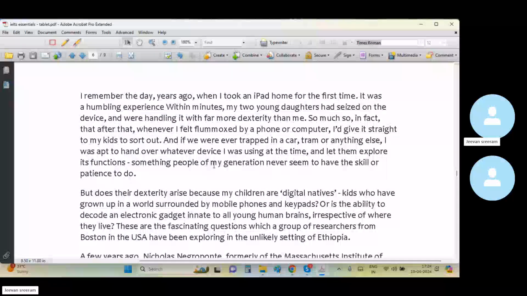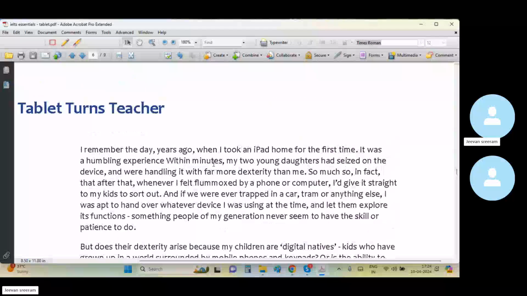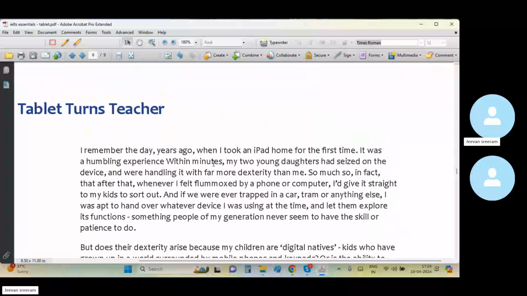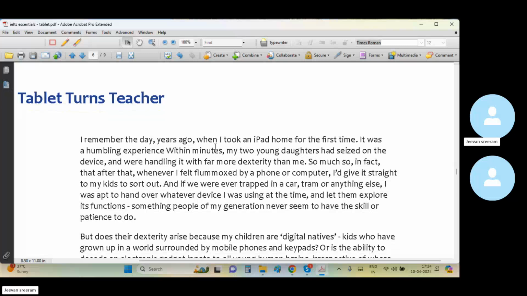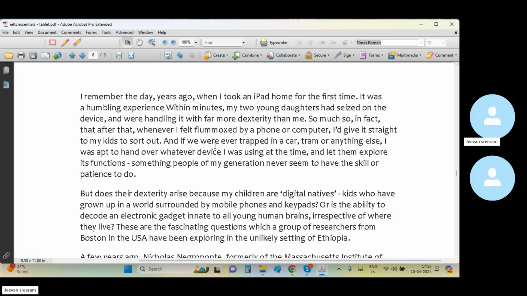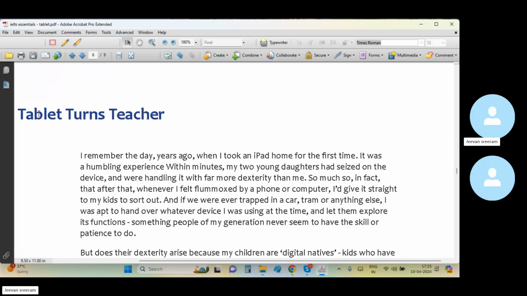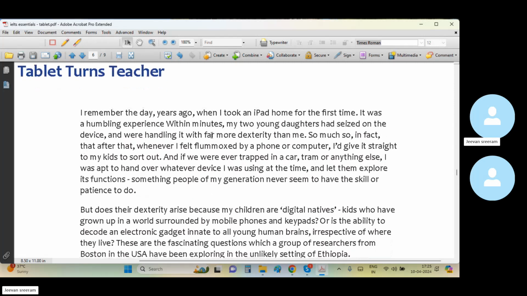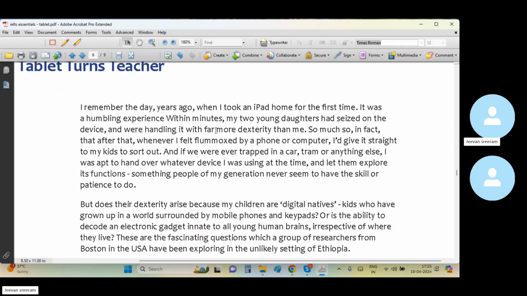So you are confident about the previous passage, right? Yes. So it is better to look through the previous passage once again to improve your understanding ability, and you can reach out to me anytime for clarifications. Next, tablet turns teacher, which means tablet becomes teacher. Tablet is a kind of gadget the entire passage is actually talking about. Okay.